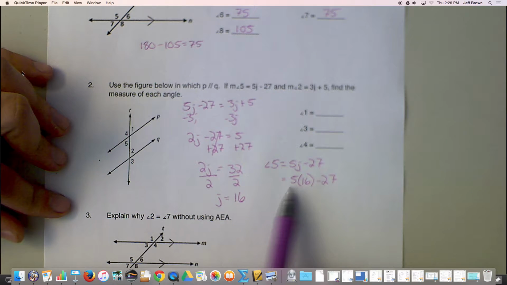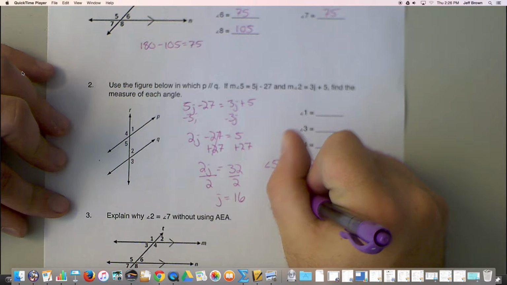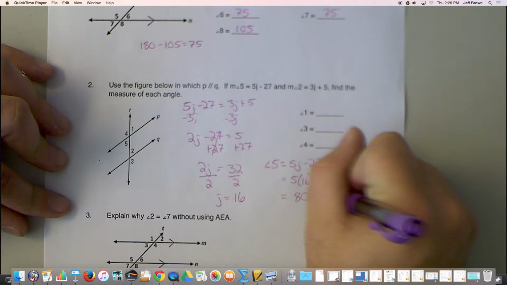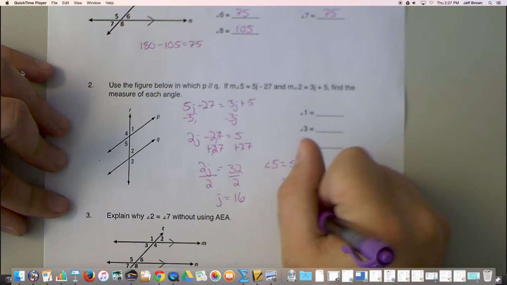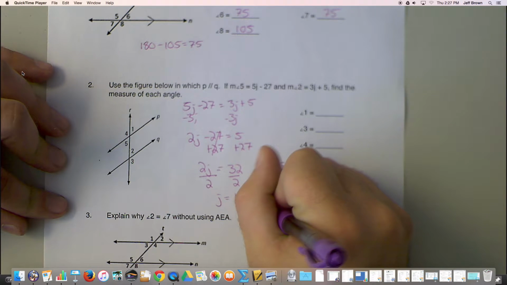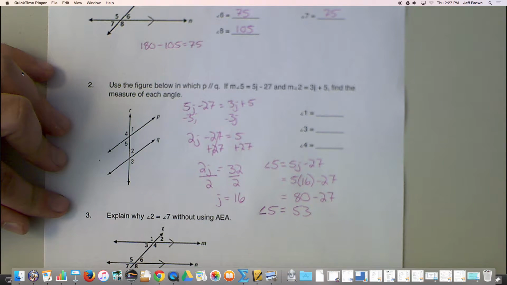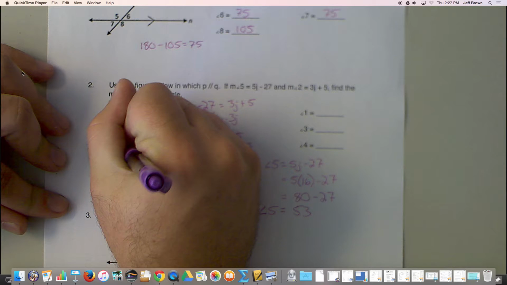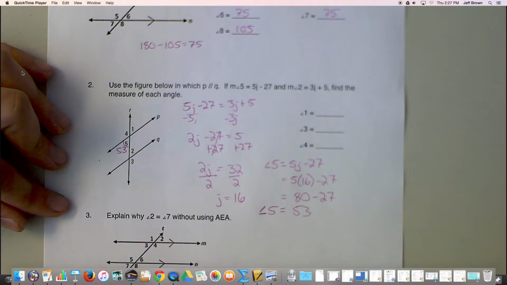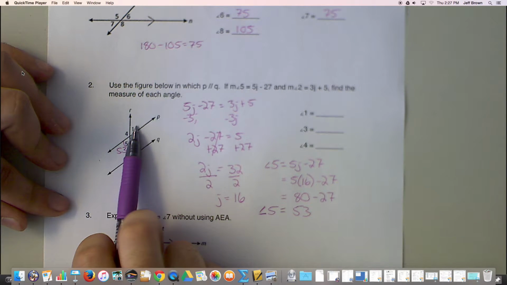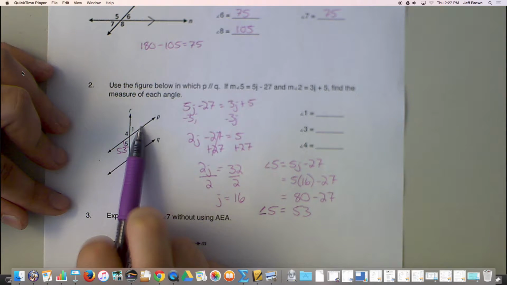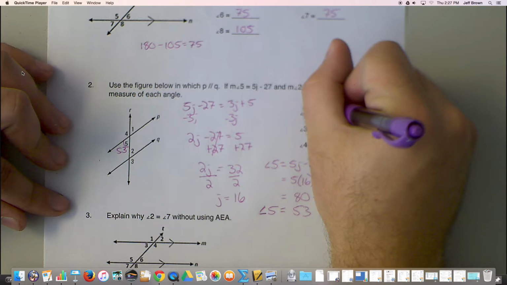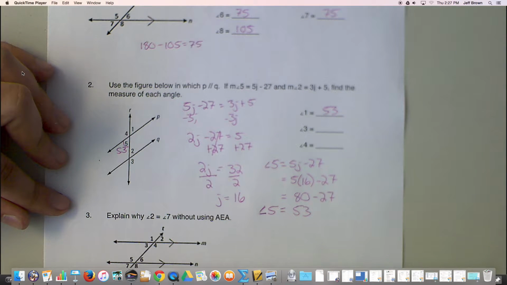At this point I can do 5 times 16, which I believe is 80. So I have 80 minus 27, which is equal to 53. So I know that angle 5, the one I was working with, is equal to 53. So now I know angle 5 up here is 53. I'm going to go ahead and label that on my picture. So I know angle 5 is 53. So hopefully angle 1 is jumping out at us as one that I would know, because those are vertical angles. So angle 1 is also 53 degrees.